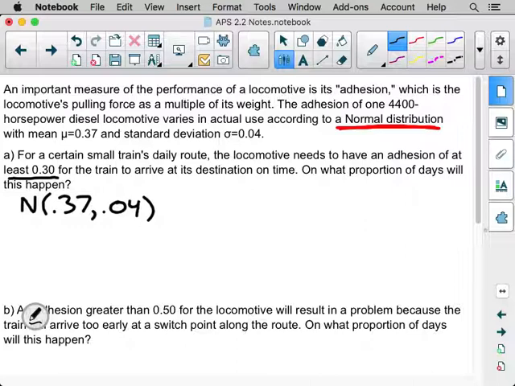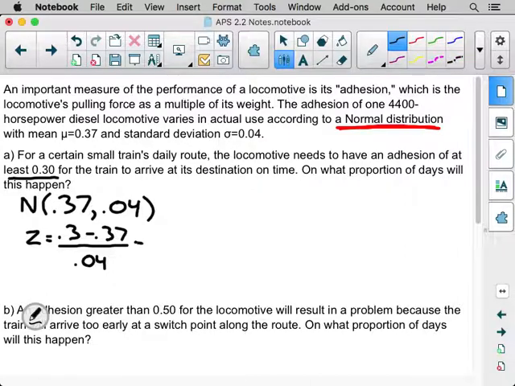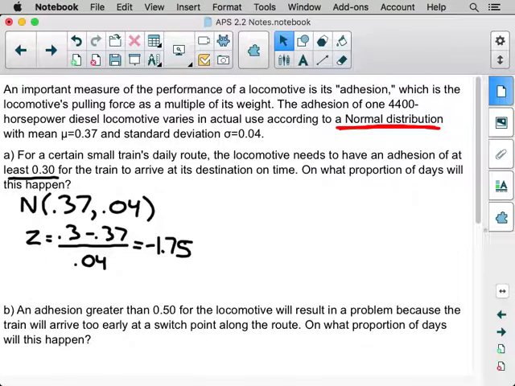Okay, and then you just told me that to go from an observation to a proportion, we need to stop at that z-score first. Okay, so I'm going to z-score this. Z equals the observation we're wondering about, which is 0.3, its mean is 0.37, standard deviation 0.04. So 0.3 minus 0.37 divided by 0.04. We're getting a z-score of negative 1.75.